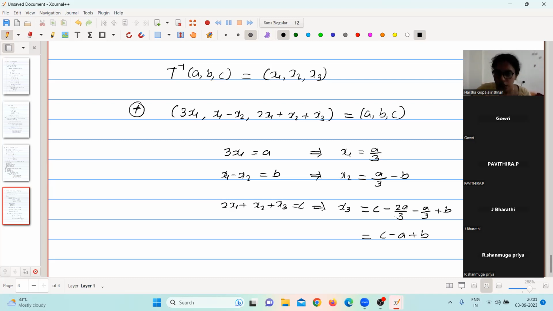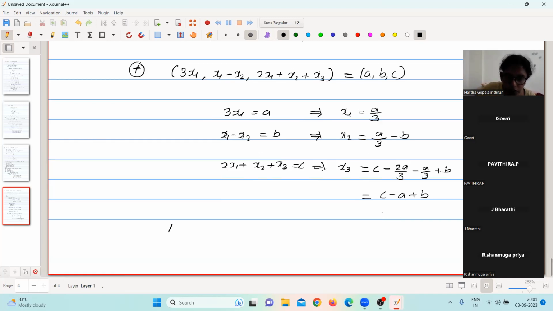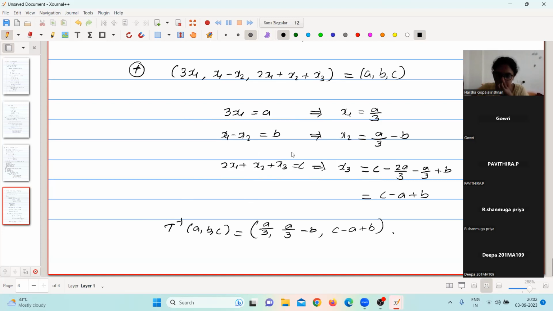So T inverse of ABC is x1, x2, x3, and we got the values of x1, x2, x3. So how can we write T inverse of ABC? T inverse of ABC equals A by 3, A by 3 minus B, and C minus A plus B. This way we can find the inverse of the linear transformation. Is that clear? Yes, ma'am.